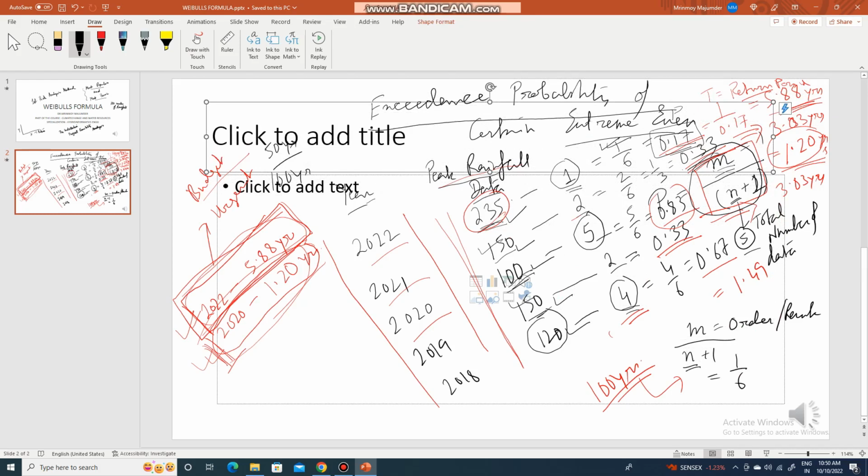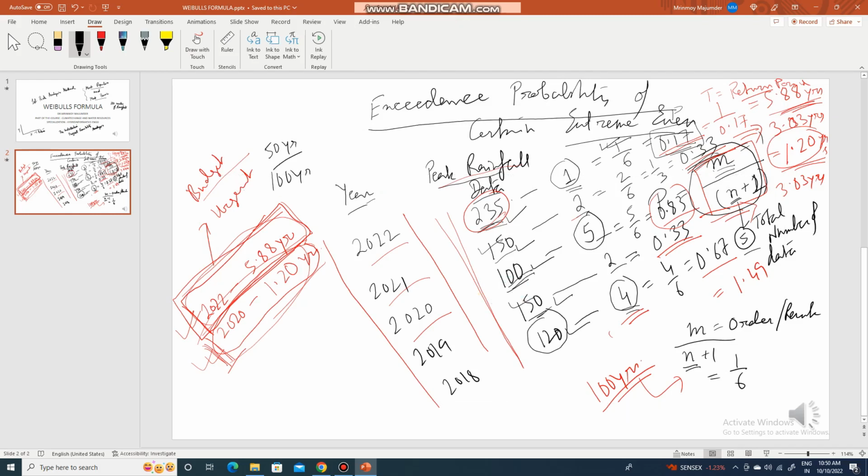So for the other events also, we do this 2 by 6, which would come around 0.32. The peak rainfall of 2020 has a rank of 5th position. So 5 by 6, m is 5, n plus 1 is 6, so 0.83. Then again, peak rainfall of 2019 is 2nd, so 0.33, and then ultimately 0.67.